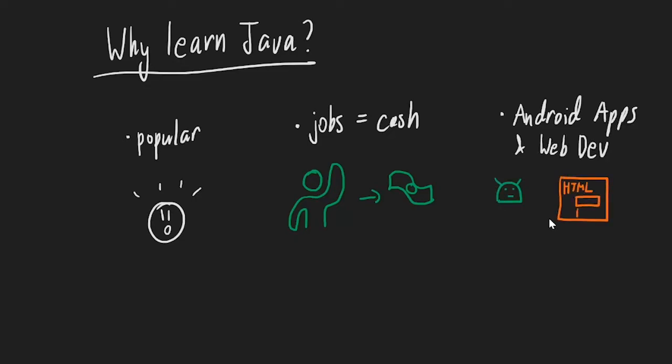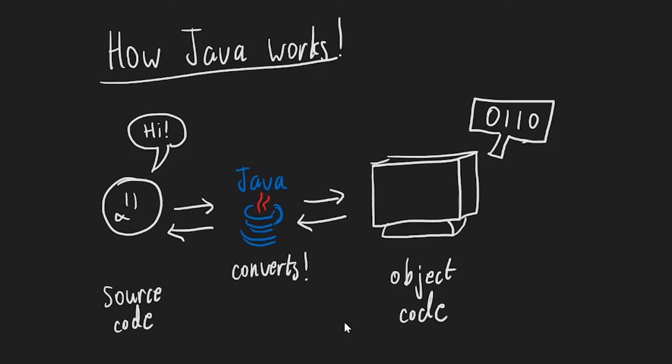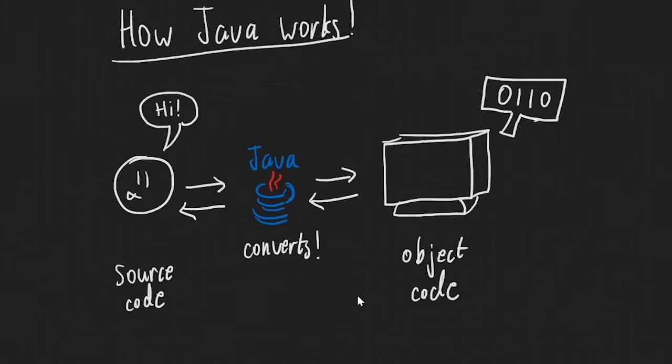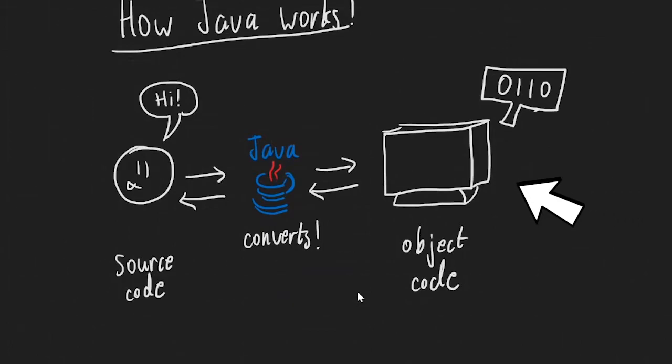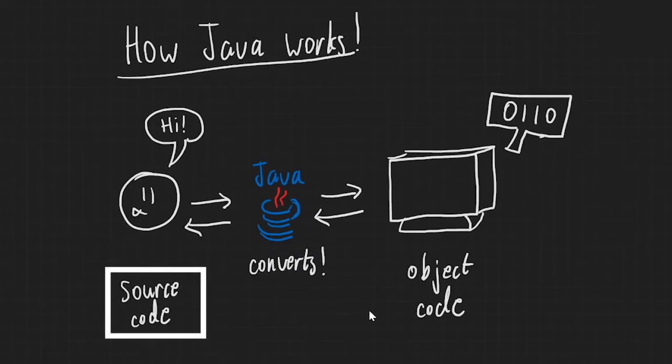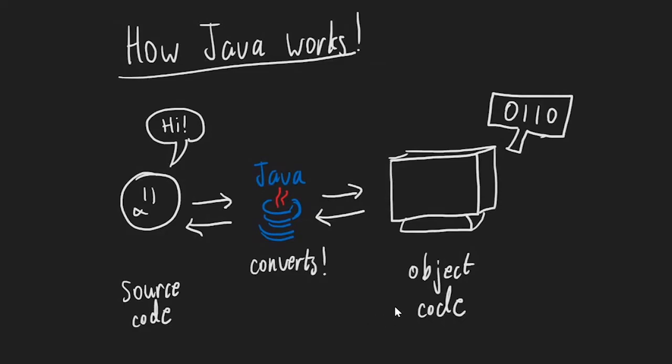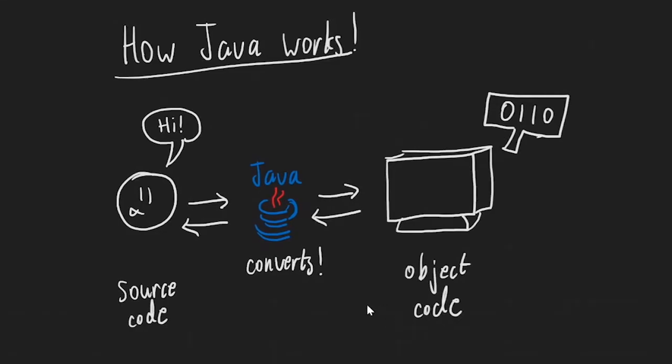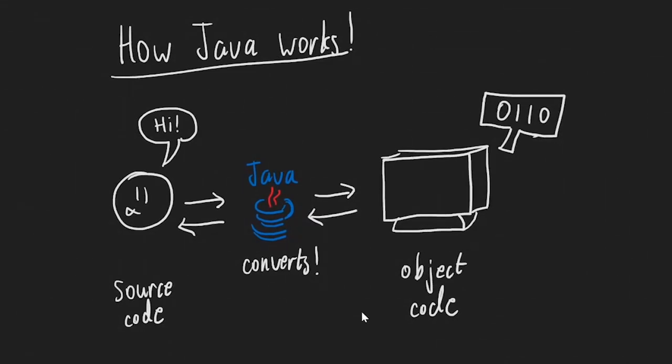and web development. What every programmer does is learn how to use Java to talk with computers. Computers can only understand their own object code, which are a bunch of zeros and ones. What the programmer does is write source code. Here's how Java works. Java is like a translator. It converts your source code that you write into object code that computers can understand.